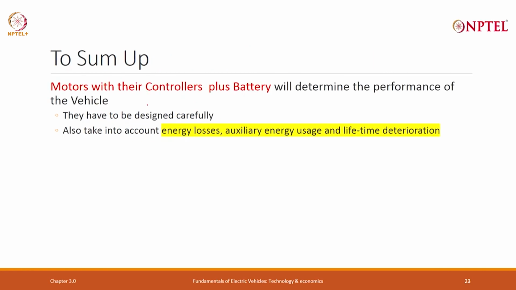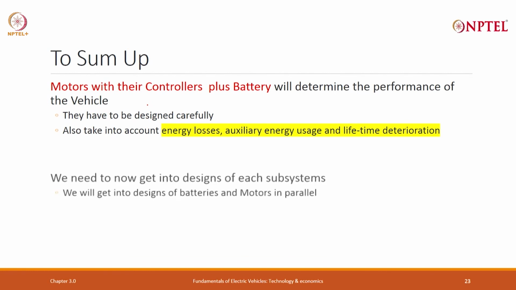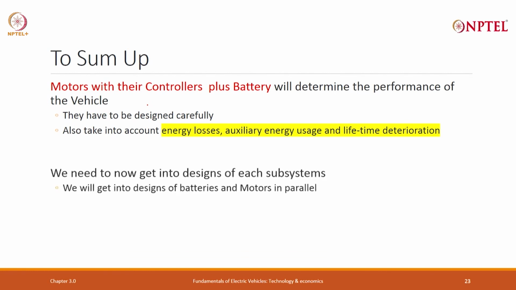To sum up, motors with their controllers plus battery will determine the performance of the vehicle. This is the key thing for the drive. They have to be designed very carefully, taking into account energy losses, auxiliary energy usage and lifetime deterioration of the battery, to really figure out what can be used. What we need to do now is start looking at batteries and motors and controllers, and actually we can do it in parallel.